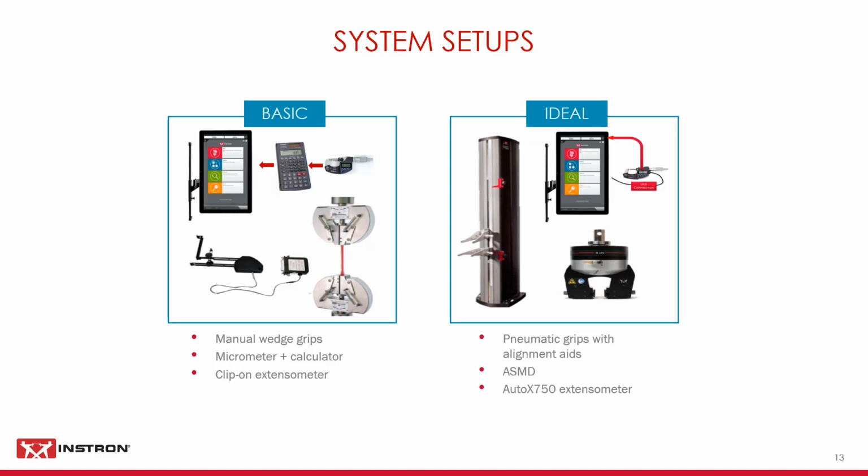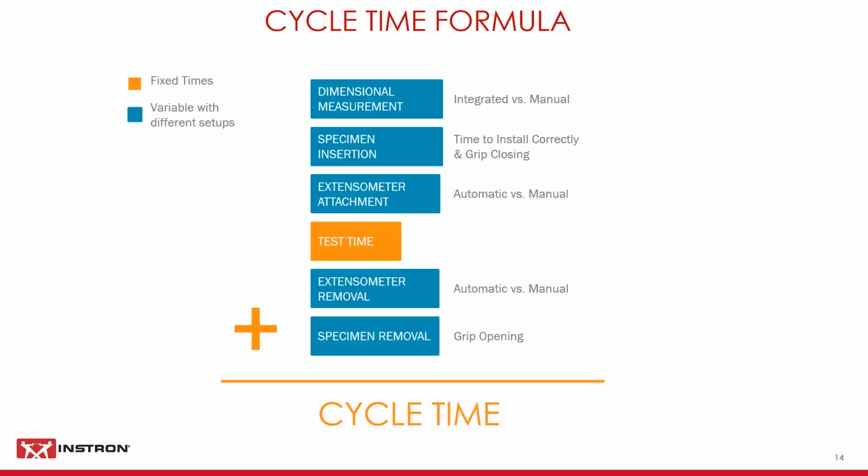Here are the 2 setups we use. The first one is more basic and a manual system. In this scenario, the setup includes manual wedge grips, a clip-on extensometer, and a micrometer that is not integrated with the software. This was compared to the ideal setup, which includes pneumatic grips with specimen stops, an automatic extensometer, and a micrometer integrated with the software.